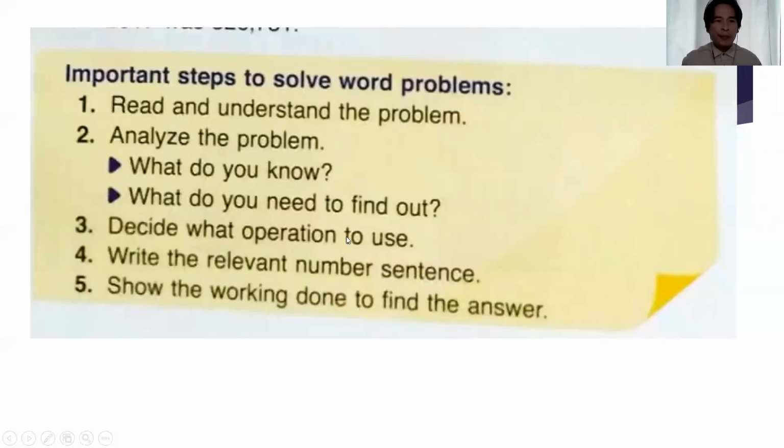So I will repeat the important steps to solve word problems, as you see on your textbook on page 28. 1, read and understand the problem. 2, analyze the problem. What do you know? What do you need to find out? 3, decide what operations to use. 4, write the relevant number sentence. And number 5, show the working done to find the answer.